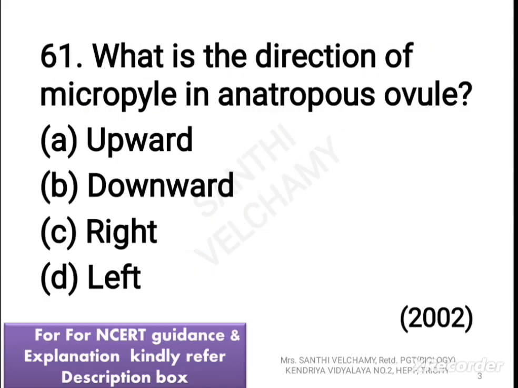Now let us start with the MCQ part. 61st question. What is the direction of micropyle in Anatropous ovule? A. Upward, B. Downward, C. Right, D. Left. The correct answer is B. Downward.